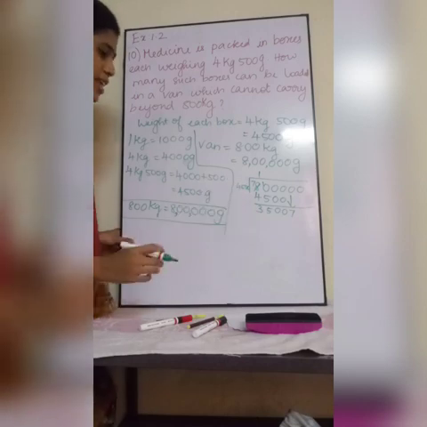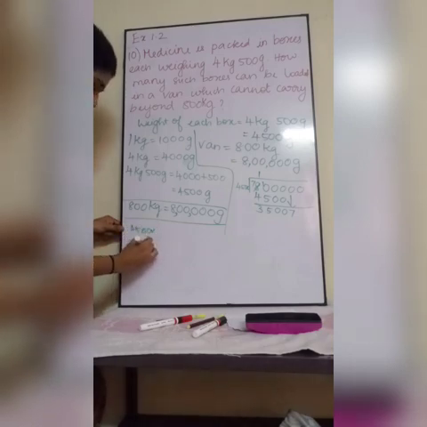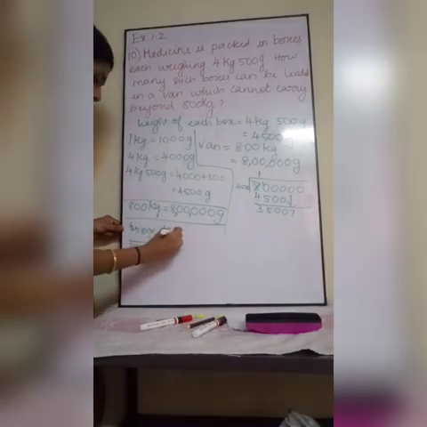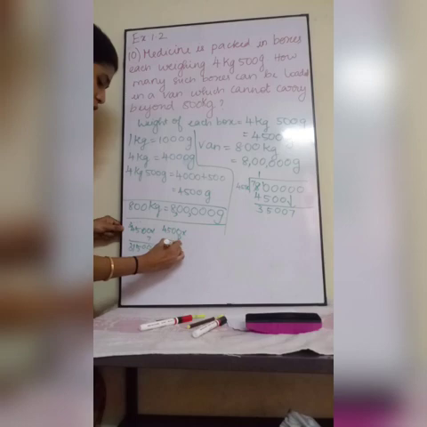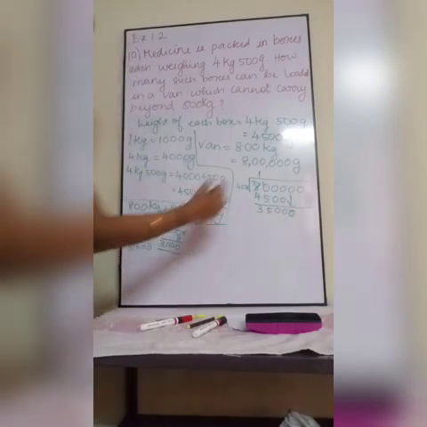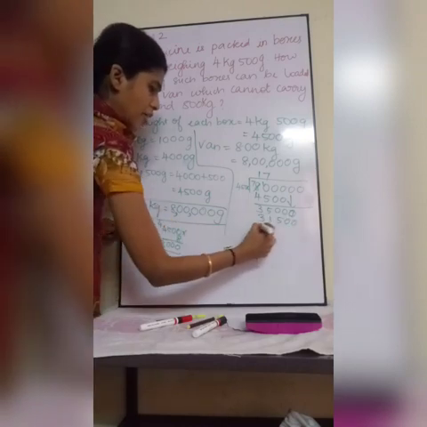See, 47 into 7 you can do. 45,000 into 7, 7 5s are 35, 7 4s are 28, 29, 30, 31. Next, if you do 8, 8 5s are 40, 8 4s are 32, 32 plus 4 is 36, which is greater than 35,000. So this is greater than 35,000. So what will I do? I will take 7 times, so it will become 31,500.